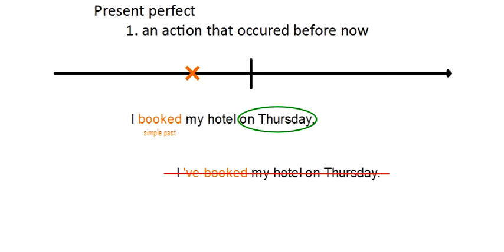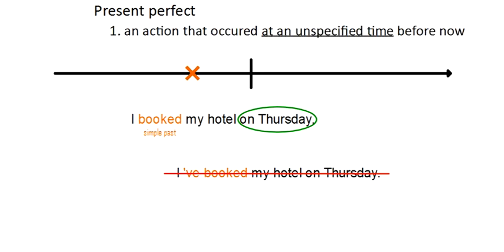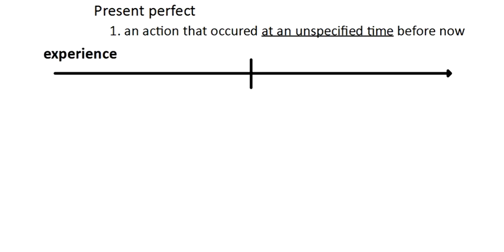So let's change the definition a little bit. The present perfect is, number one, an action that occurred at an unspecified time before now. It has to be a time that we don't tell you exactly. It's just before now. So this is often used to talk about experience, like maybe life experience.